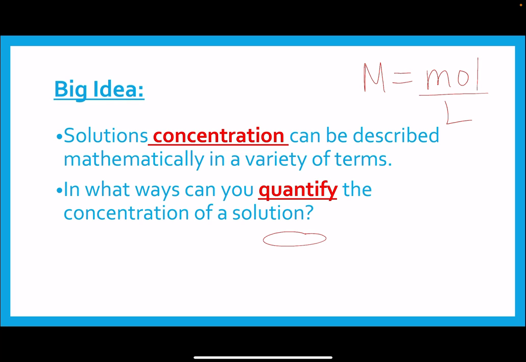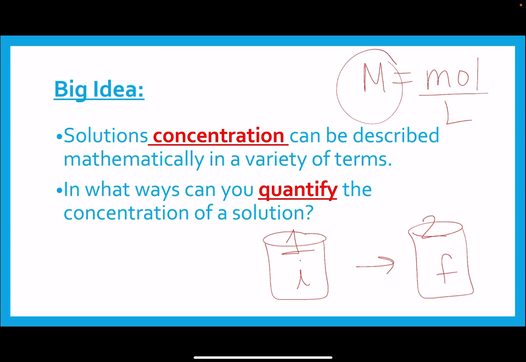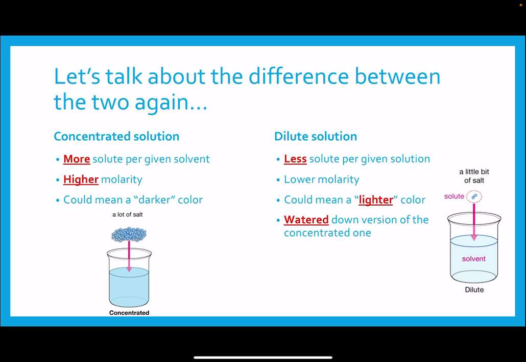So we're really going to be looking at the initial solution, and then the final solution, and we're going to refer to them as solution number 1 and solution number 2. We're going to see how they differ in their concentration, aka their molarities. So let's talk about the difference between the two again.